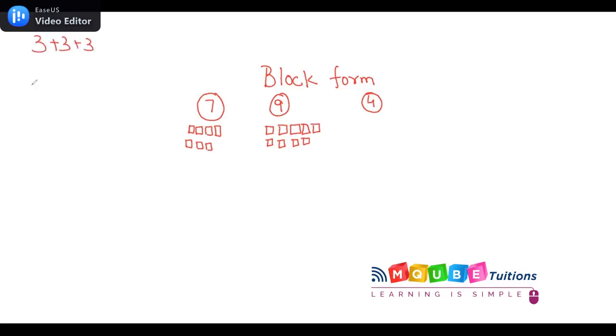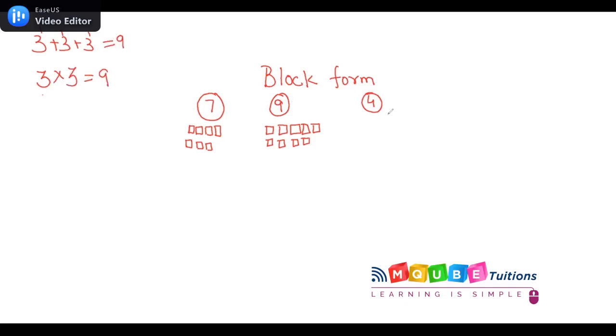Okay. We can even write it as 3. How many times has 3 come? 3 times. Isn't it? We have 3 three times. Okay, we'll do block form first and then we will come back to this.